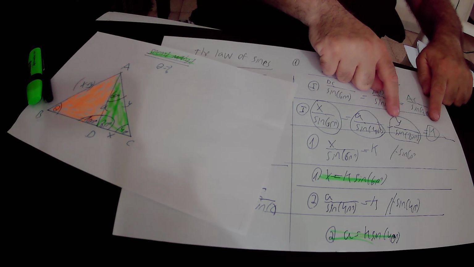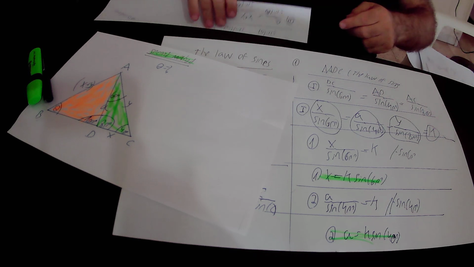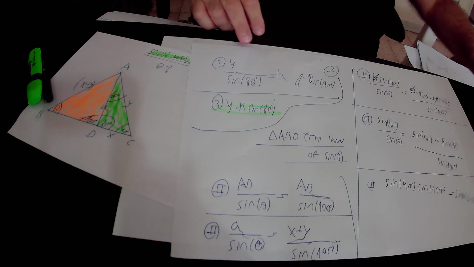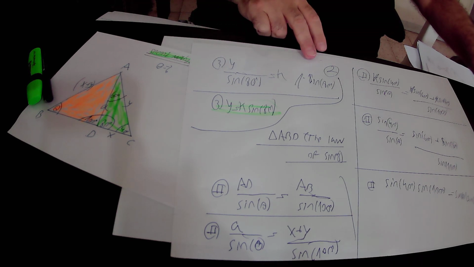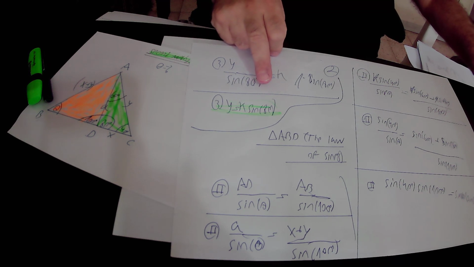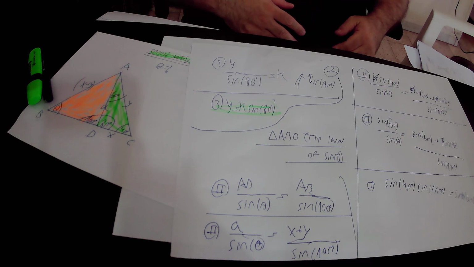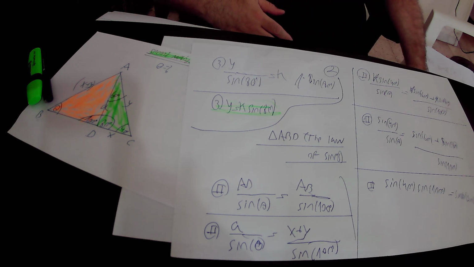And finally, those two expressions must also be equal to each other. Here, y over sine 80 degrees must be equal to k. We multiply this equation by sine 80 degrees and find that y equals k times sine 80 degrees. So we have the expressions of x, y, and a.